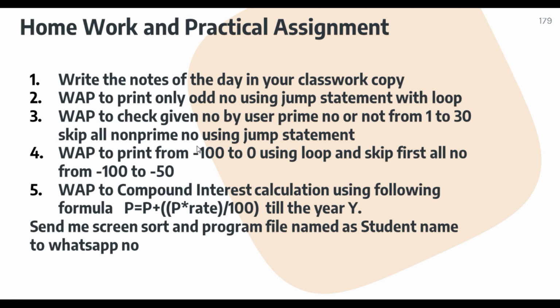Write a program to print numbers from -100 to 0 using a loop, and skip all numbers from -100 to -50, which means you will print -49 to 0. Question number 5: write a program for compound interest calculation using the following formula: principal amount equals principal amount plus, within round brackets, principal amount into rate divided by 100, till the year y, which will definitely be a number.